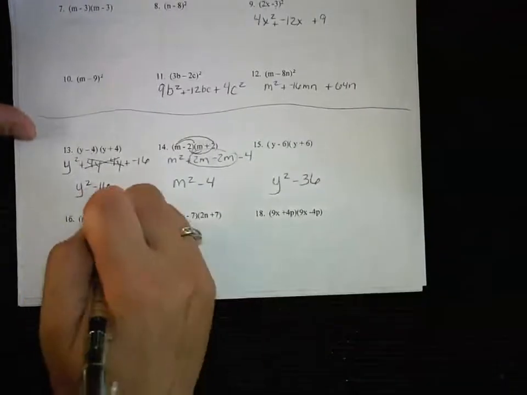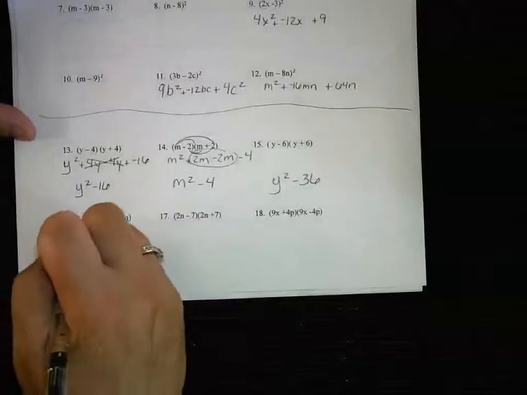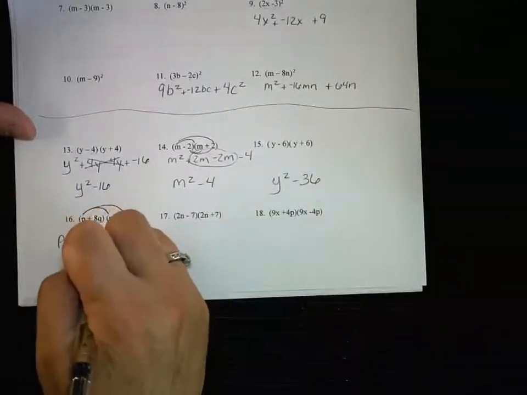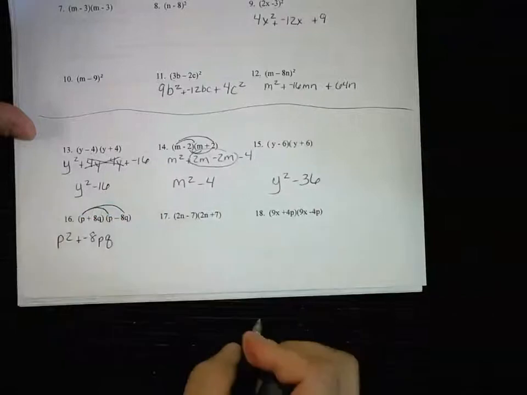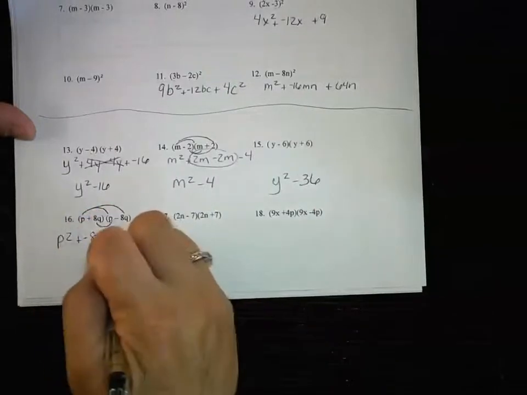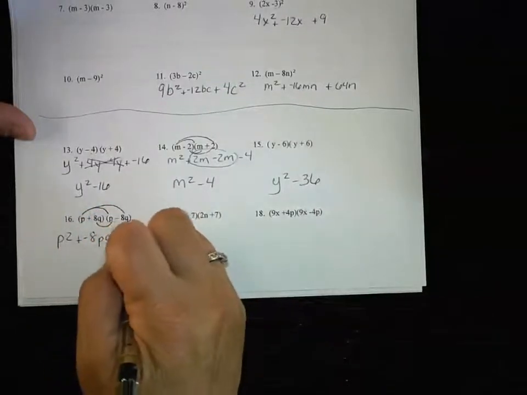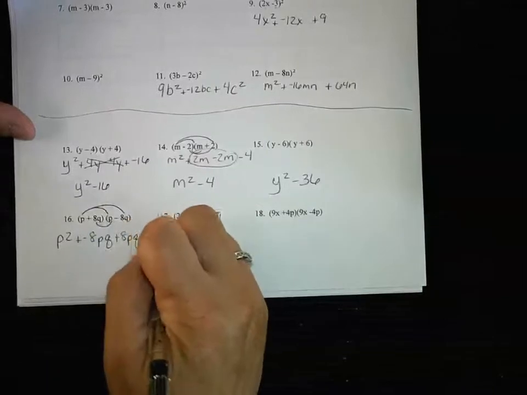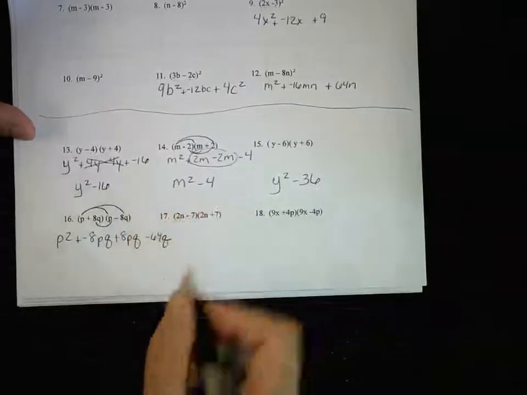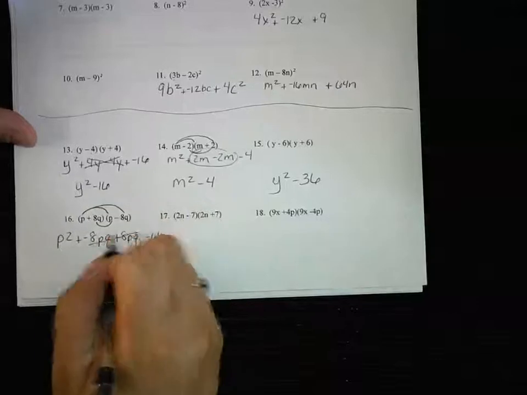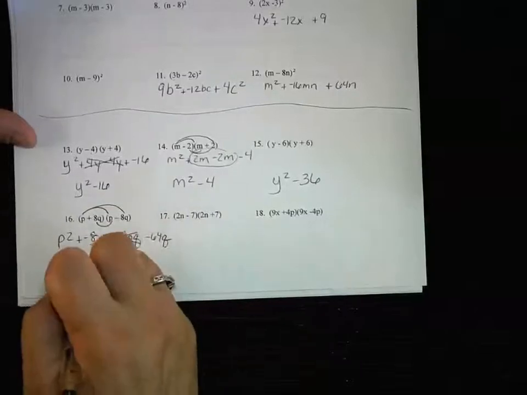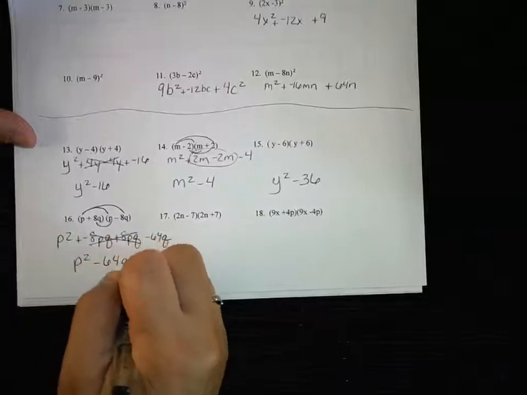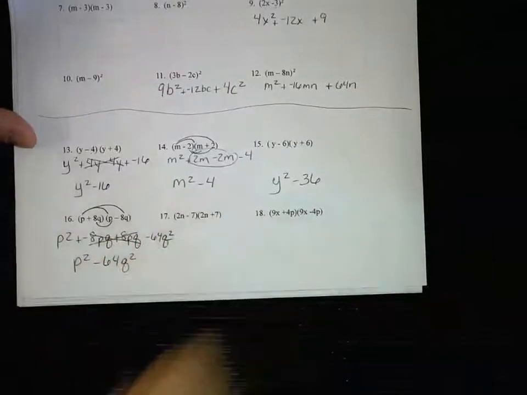16, we will have p squared negative 8pq. Inside is 8pq. 8q negative 8q is negative 64q. These two things cancel out. So p squared minus 64, sorry, that should be q squared.